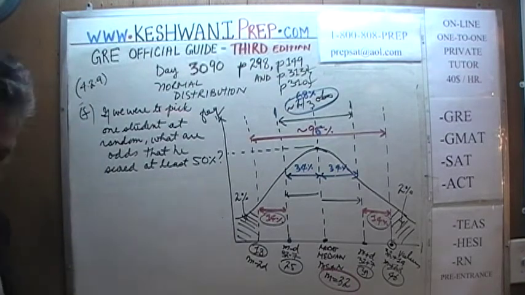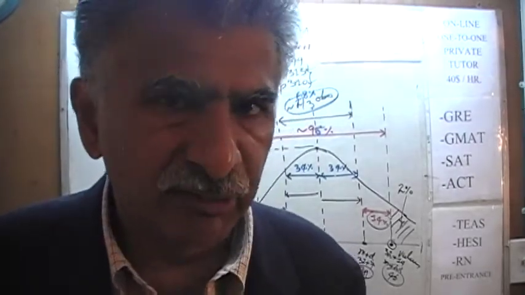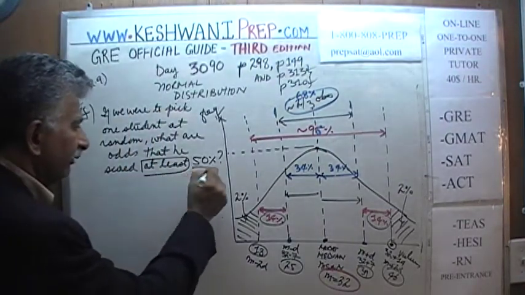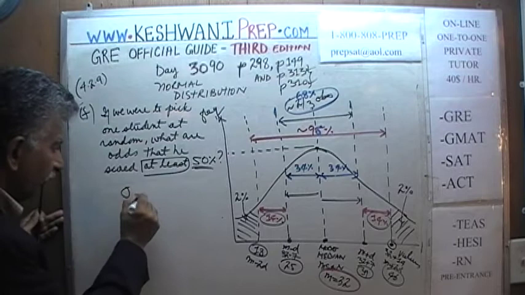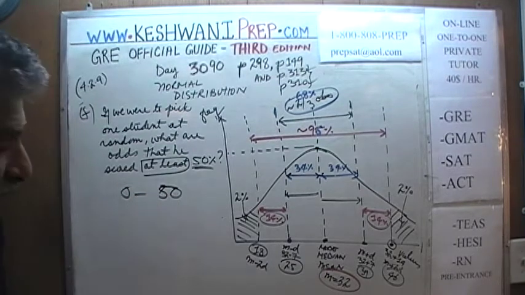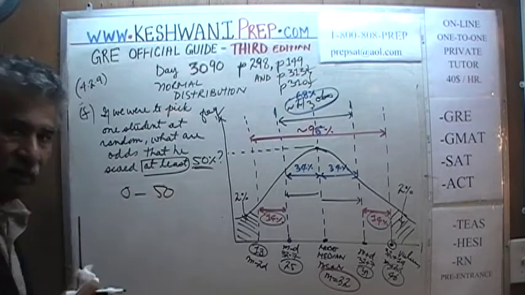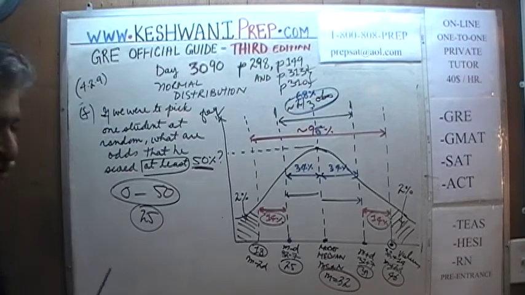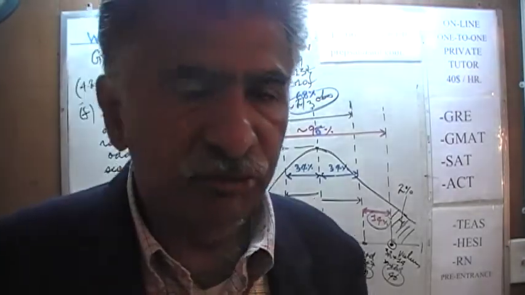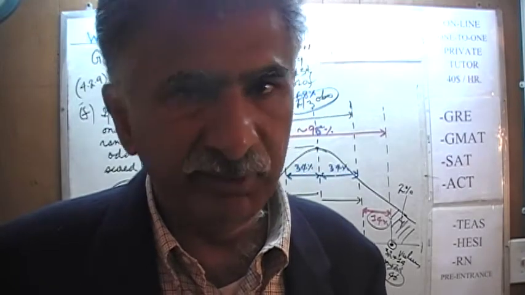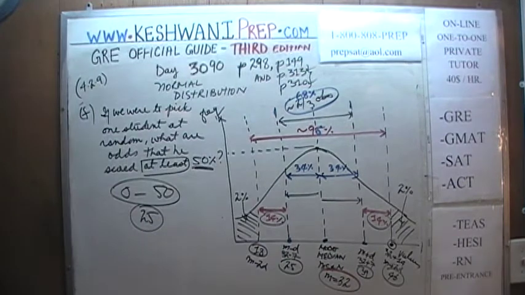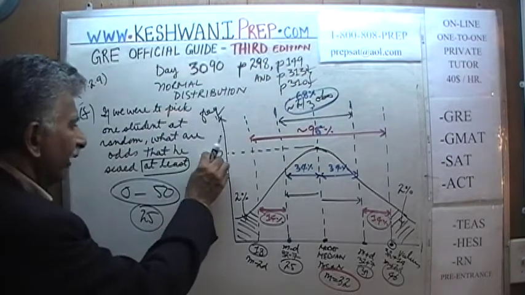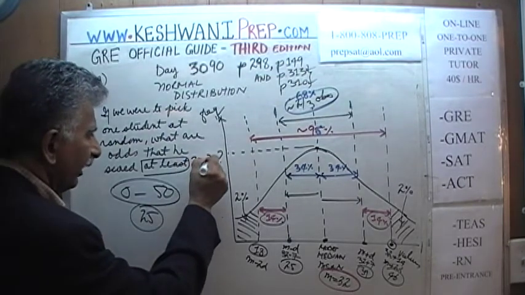So here the question is, if you were to pick one student at random out of the 600 students, what are the odds the student that you picked scored at least 50%? Well, we know the score is from 0 to 50. That's the scale. We want to score 50%. 50% obviously is 25. So the question is essentially asking, what are the odds that the student you picked at random will have a score of at least 25? Instead of saying 50%, at least 25.